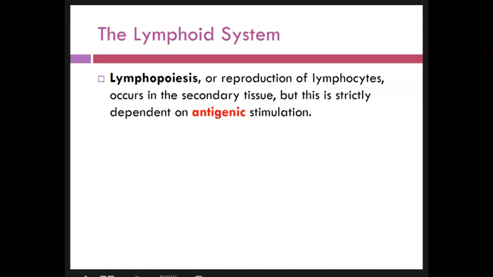Lymphopoiesis, or reproduction of lymphocytes, occurs in the secondary tissue, and it is antigen dependent. And remember, from the bone marrow, we develop lymphocytes without antigen exposure, and once we get into the secondary tissue, our lymphocytes are developing based on antigens. And that makes sense. I like to think of it as lymphocytes are born, and then they have to go to school in the secondary tissue where they're exposed to new antigens, and they learn to be specialized. I like to think of it that way.